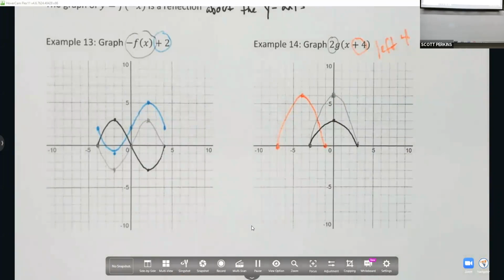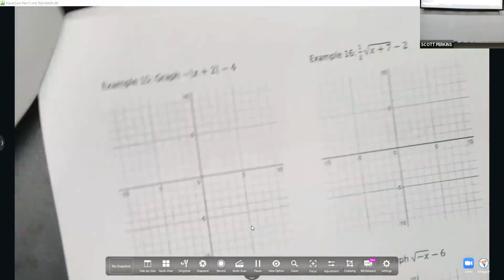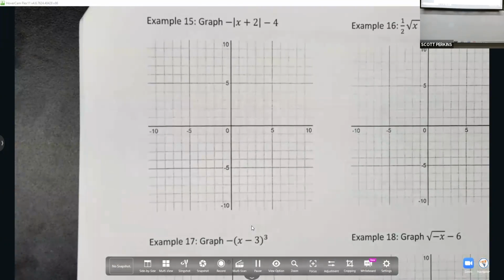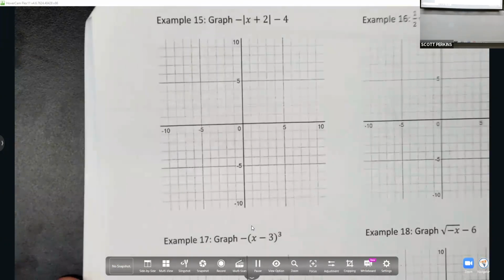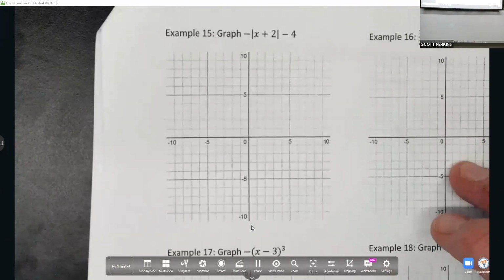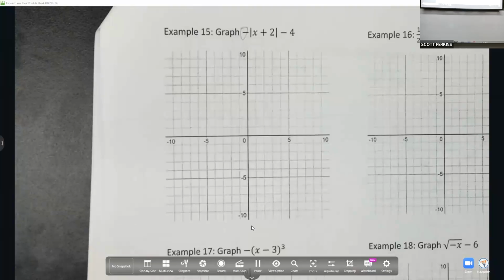Got a question? Doing all right? Okay. Flip the page. Now we're just going to do some of our basic functions. So if you need to do a first sketch of the basic function, I get it. You're still learning this. But what I would do if I were you is this. The first thing is forget the plus 2 minus 4 in your first step on this one. Do the negative absolute value.